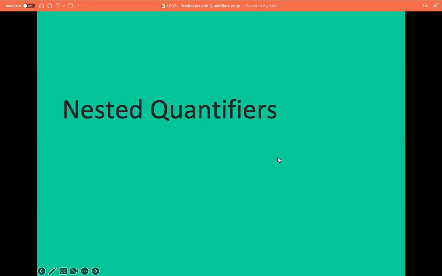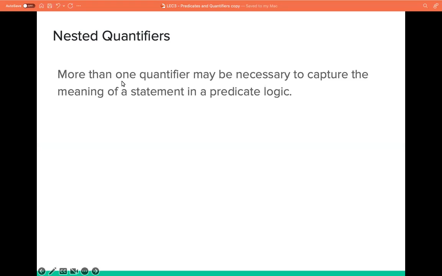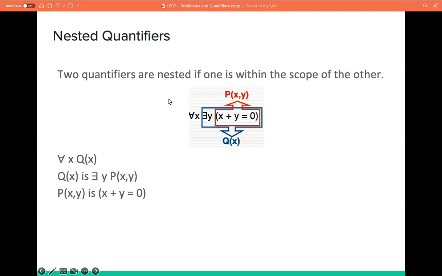For this video, we are going to discuss nested quantifiers. Sometimes more than one quantifier may be necessary to capture the meaning of a statement in predicate logic. We say that two quantifiers are nested if one is within the scope of the other. You can see here visualized two predicates that are nested.